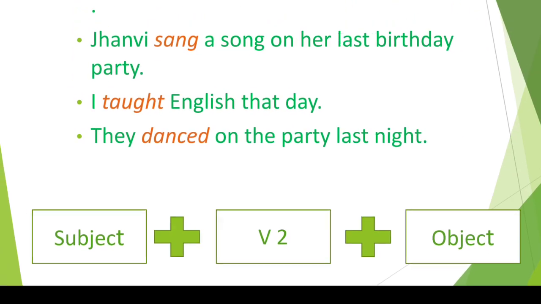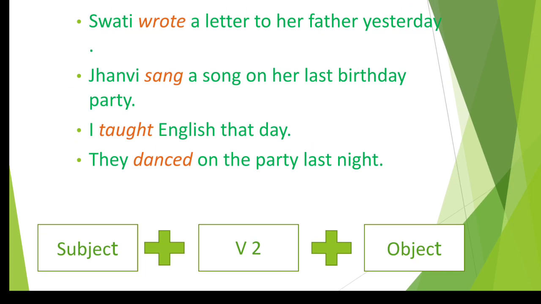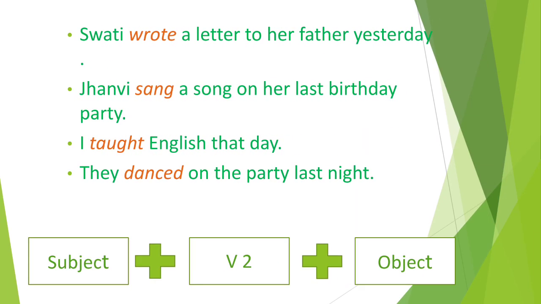So now you understand the structure here: subject plus verb second form plus object. Now you can also use the same verbs and change the sentences into past using this structure.